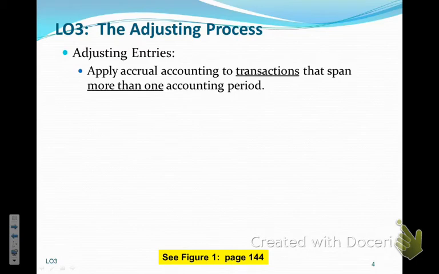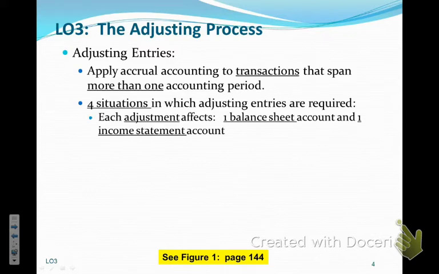So, an adjusting entry is just basically a way that we apply accrual accounting to transactions that span more than one accounting period. So that can be more than 1 month, more than 1 quarter, or more than 1 year. There are 4 typical situations that require adjusting entries. And when we do an adjusting entry, each adjustment will affect 1 balance sheet account and 1 income statement account. We should also note here that adjusting entries never affect the cash account. So keep that in mind. They never affect the cash account.